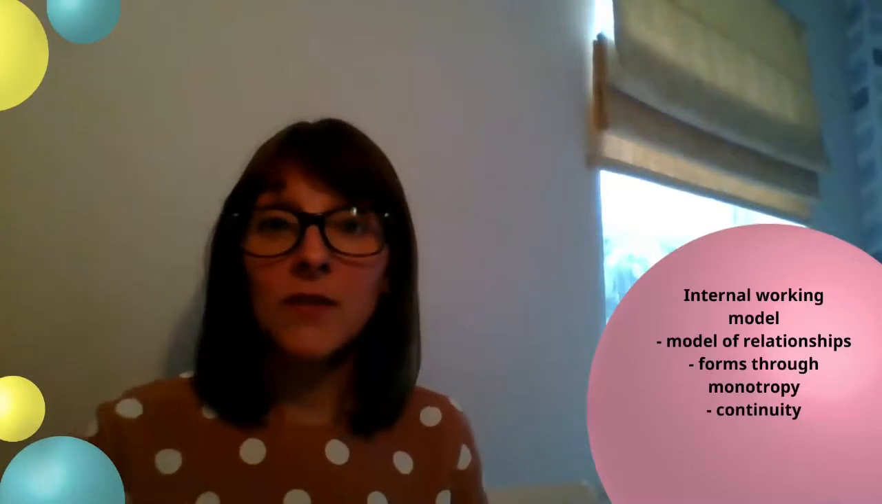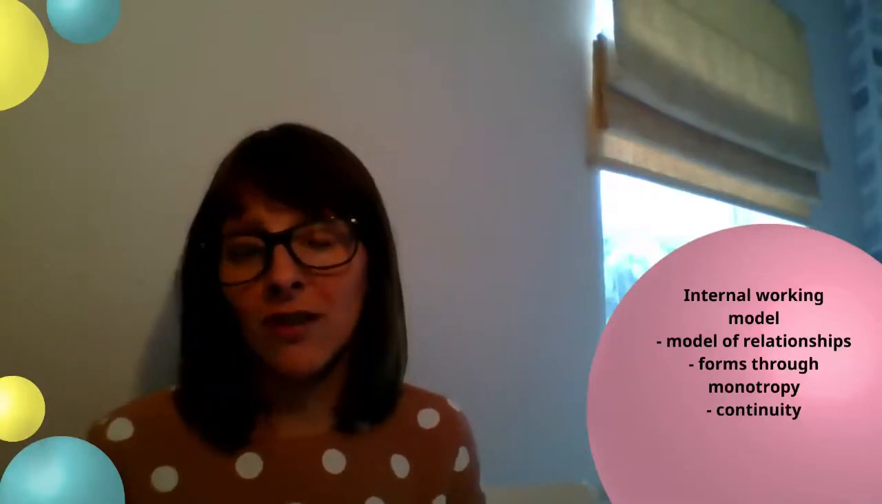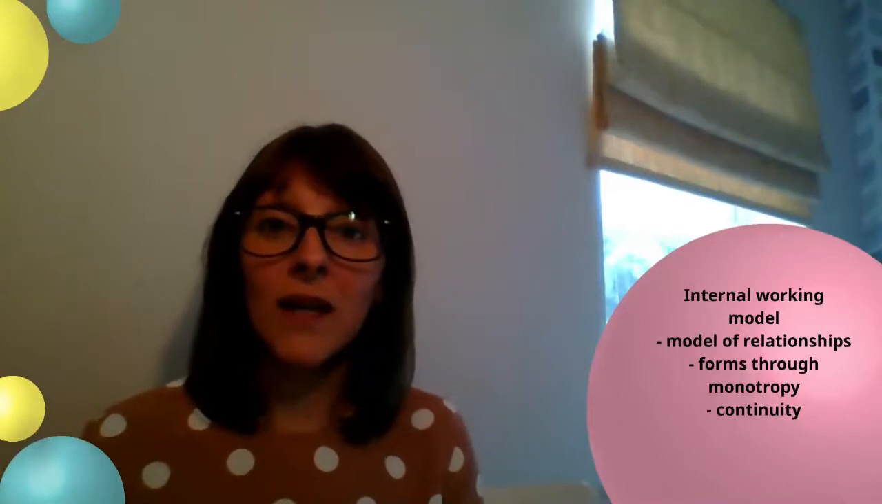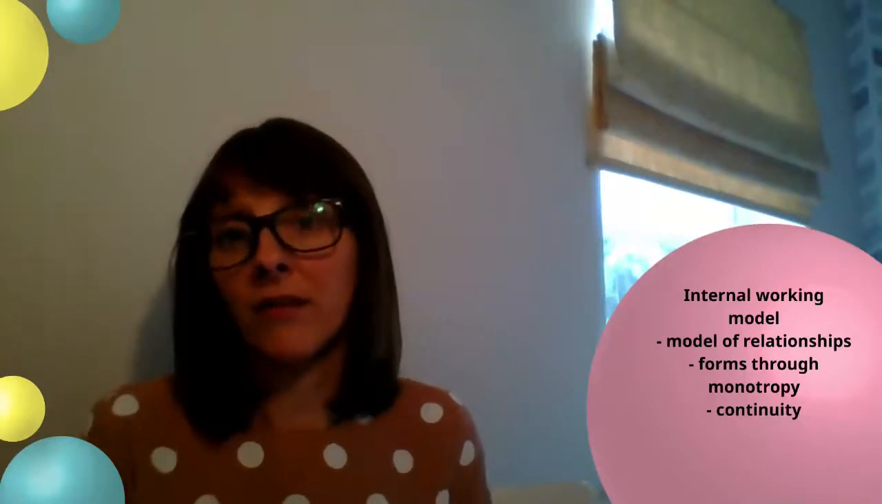The internal working model. This is a model of relationships. It forms through the monotropic bond with your primary attachment figure, and it continues for the rest of your life. So if you have a good attachment and a good internal working model as an infant, then you're going to have good attachments as an adult and with your own infants.